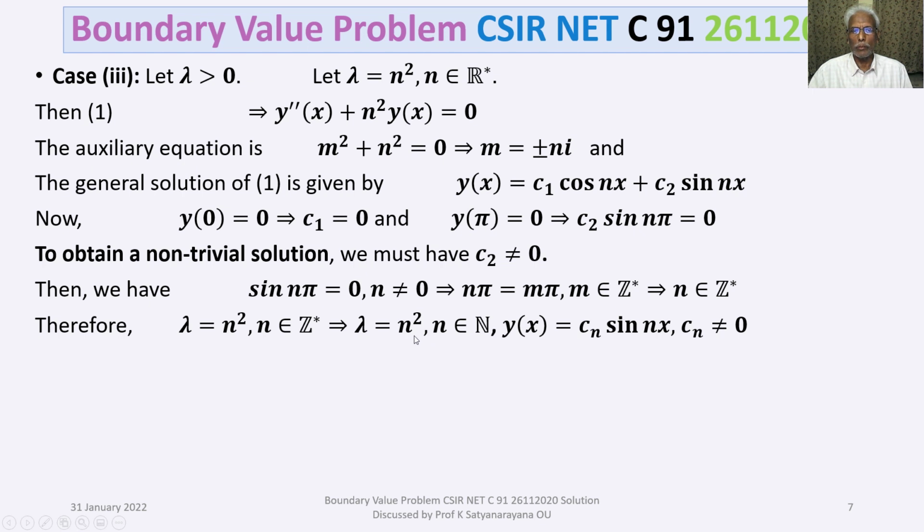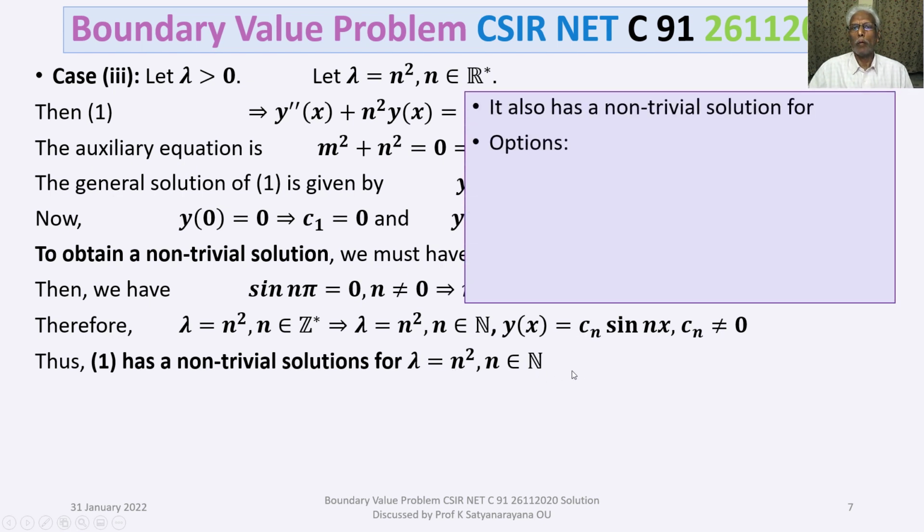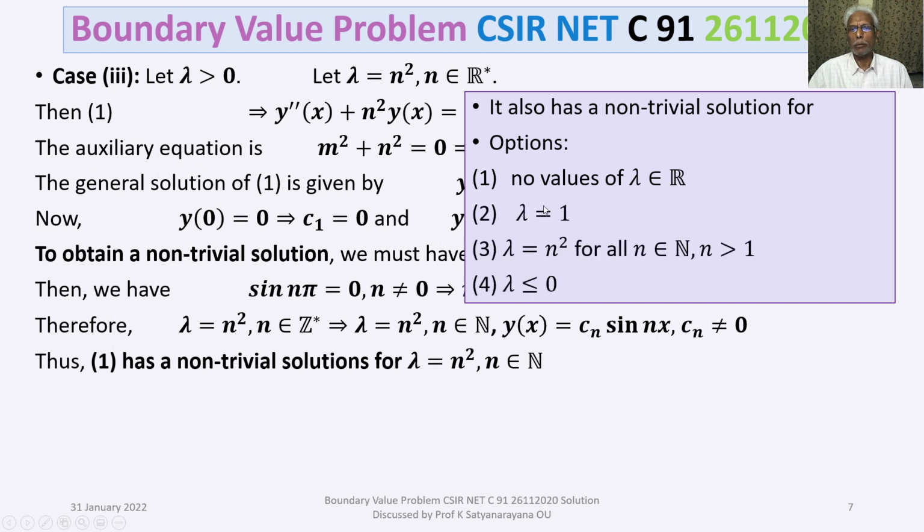And how many non-trivial solutions did we get? For every lambda value equal to n square, where n belongs to N, we get a non-trivial solution. Thus, (1) has a non-trivial solution for lambda equal to n square, n belongs to N. Let's look at the options. Our first option says it has a non-trivial solution for no value of lambda belonging to R. This is not true. For lambda equal to n square, n belongs to N, it has non-trivial solutions. Therefore, option 1 is not true.